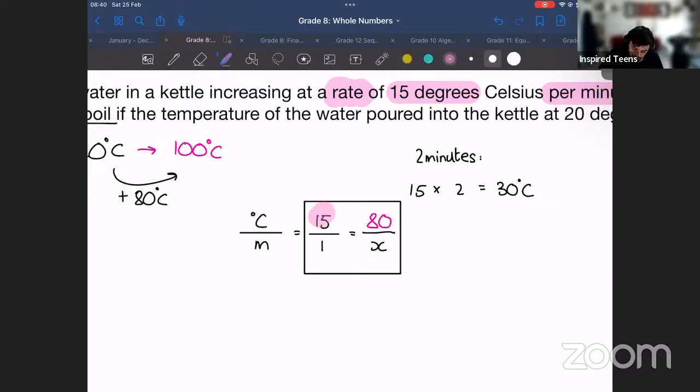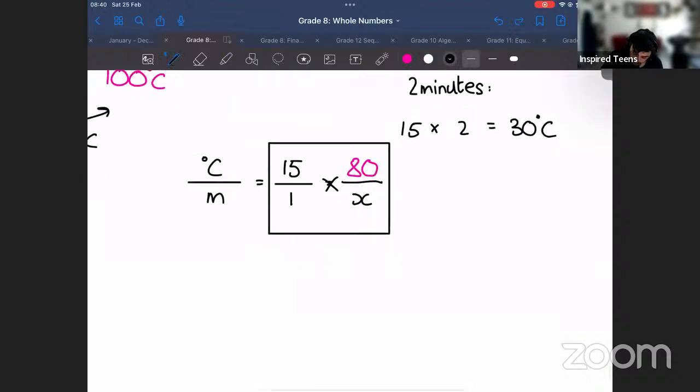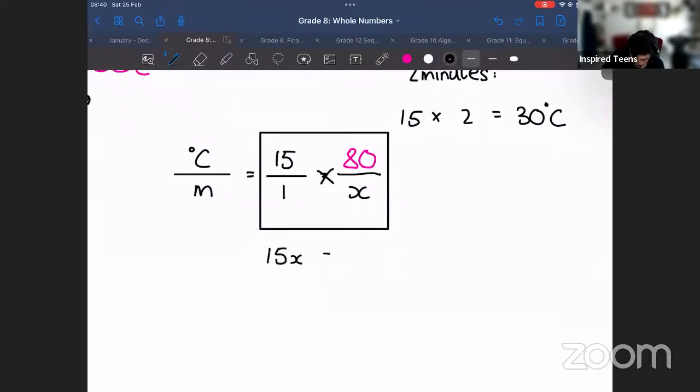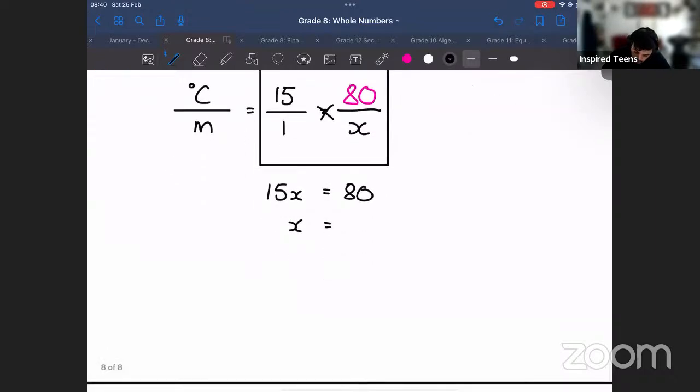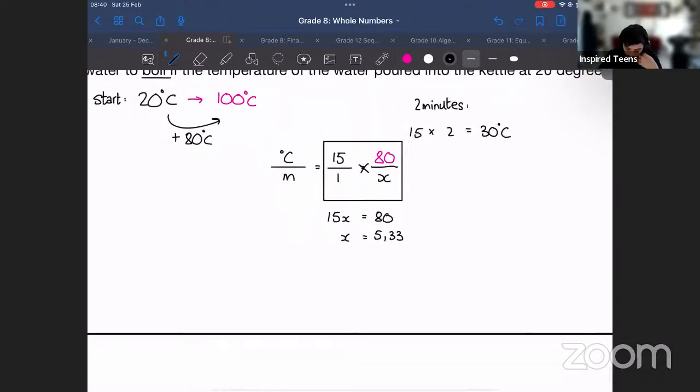I understand that this is the rate expressed as a ratio, like a fraction. Degrees Celsius in 1 minute, 15 in 1 minute. So I want to know how long 80 will take. I can cross multiply, and I get 15x is equal to 80. And essentially 80 divided by 15 will give me the answer. Okay.